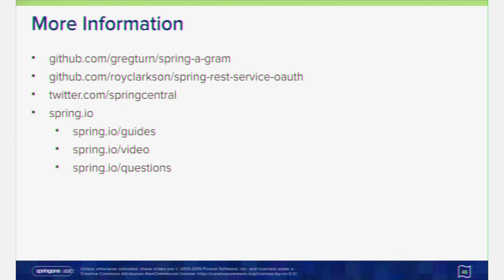And we've got a little bit more information. Greg's got all of the code for Springogram deployed to his GitHub URL. I've got a very basic REST service that's using OAuth, and we have OAuth enabled in the app. That was out of scope for this talk, but if you're interested in having OAuth enabled for a REST service, that's a good example for that. And Spring.io for all the other resources.